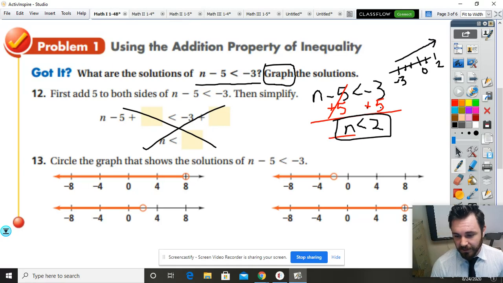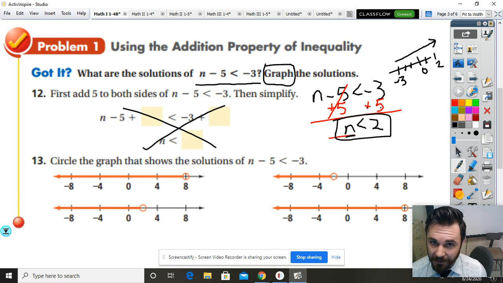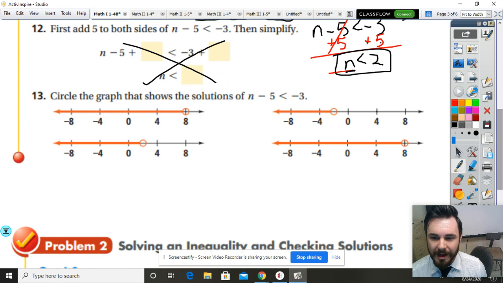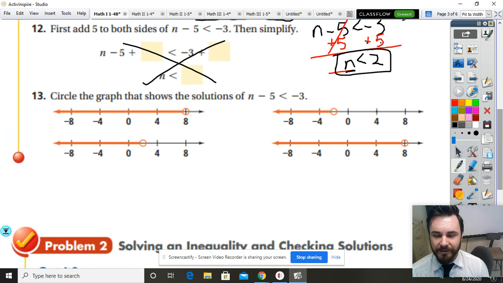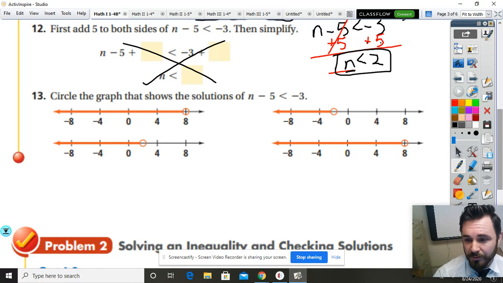Let's look at our answer. n is less than 2. Notice that n could be a lot of numbers, right? How many numbers are less than 2? Infinitely many numbers, right? If we continued down the negative number line, it would go to -infinity and on and on and on. So how could I represent that? Instead of saying it, how do I represent that as a graph? What we'll do is we know for a fact we start at 2.